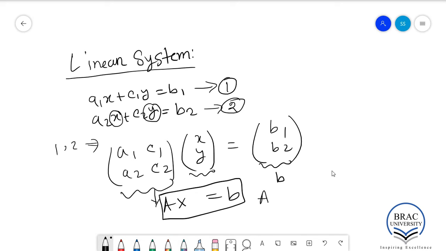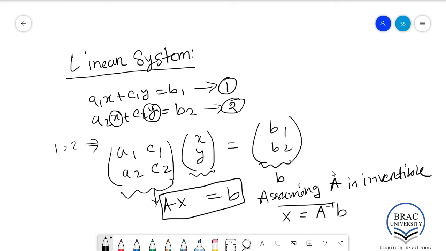Assuming A is invertible, the solution is pretty evident, that is X equals A inverse B. If we do that, we will simply solve for this capital X, that is a column vector, and from there we can equate each component of capital X and each component coming from A inverse B to get our solutions of x and y.